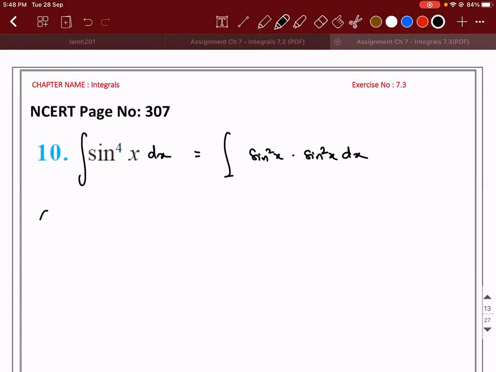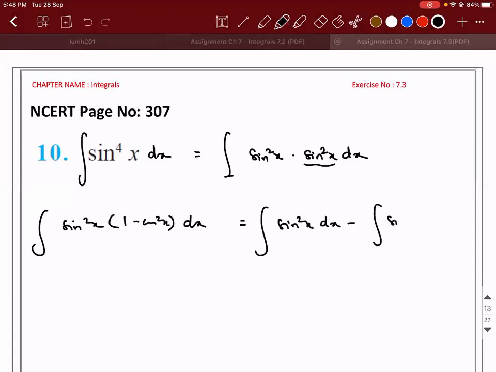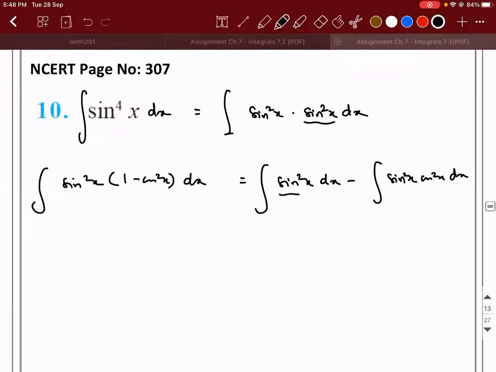Shall we try something like this? Integral of sine square x. This sine square x, I will write it as 1 minus cos square x dx. This will be integral of sine square x dx minus integral of sine square x into cos square x dx. Now, can you guys solve it?